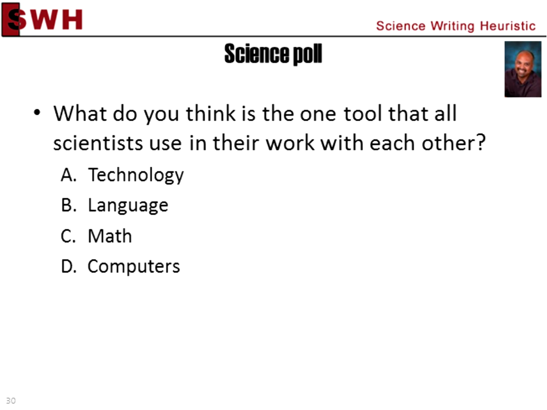So what do you think is the one tool that all scientists use in their work with each other? A, technology, B, language, C, math, D, computers. And for those that aren't sure what to do, look up above the participant box. You'll see a letter A, the fourth tab there, fourth box there, and select your answer there.